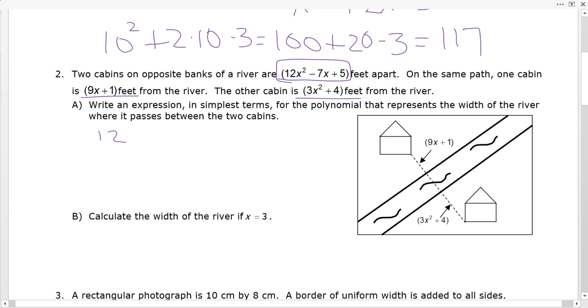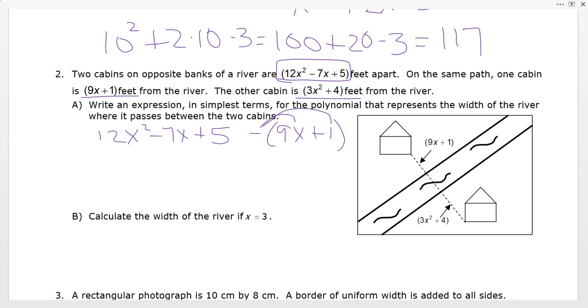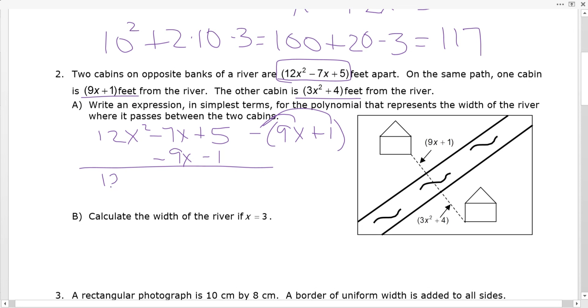So I'm going to take 12x squared minus 7x plus 5, and I'm going to subtract 9x plus 1. And we seem to be having trouble with the fact that if I'm subtracting, I have to subtract both terms. I'm not just subtracting 9x, I'm subtracting the 9x and also subtracting the 1. So I need to make sure I change the signs. So my 9x is going to be minus 9x, and my 1 is going to be minus 1. I end up with 12x squared minus 16x plus 4.